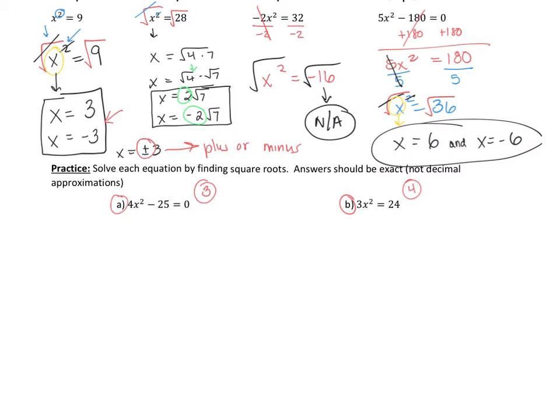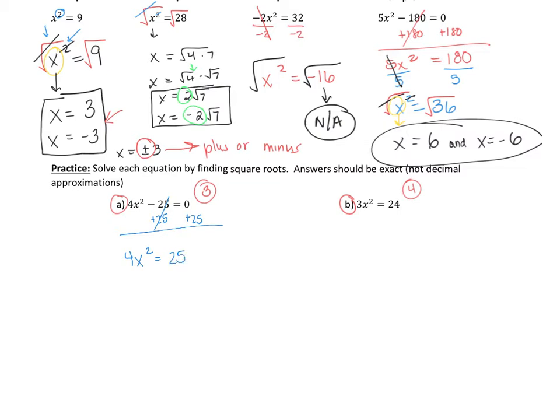Okay, so now that you are back, we are going to go ahead and solve A. So first step is to get x squared by itself. Now, we have two numbers on the left side that aren't x squared. So the first thing I'm going to need to do is add 25 to both sides. So this will cancel out. I'm left with 4x squared equals 25.